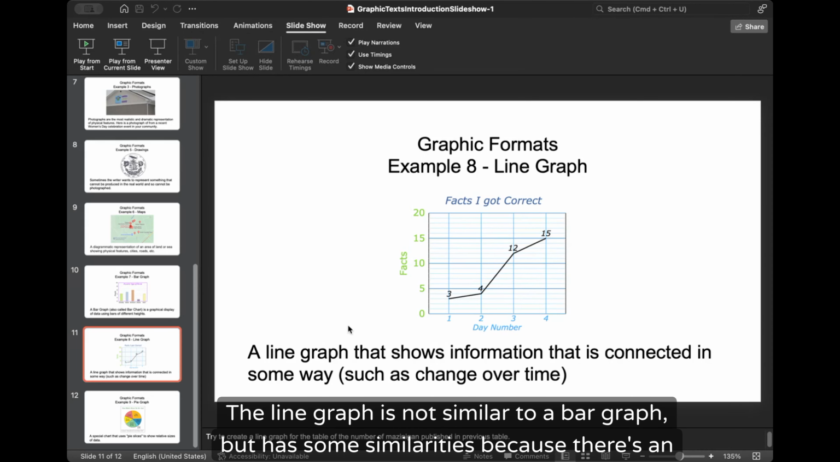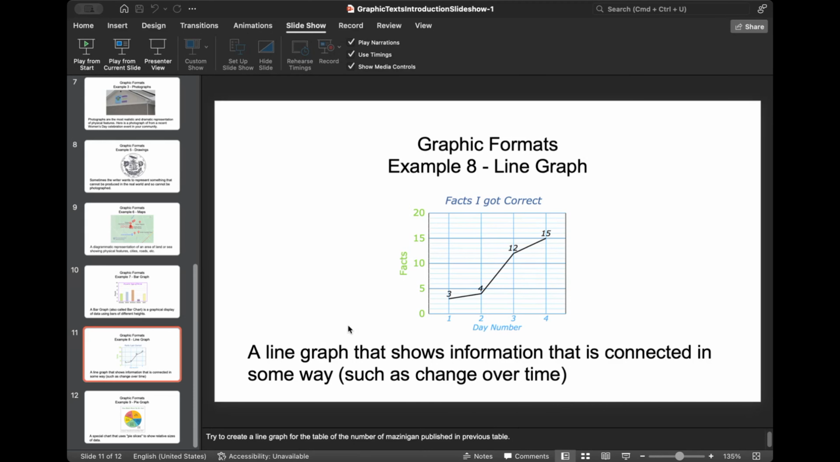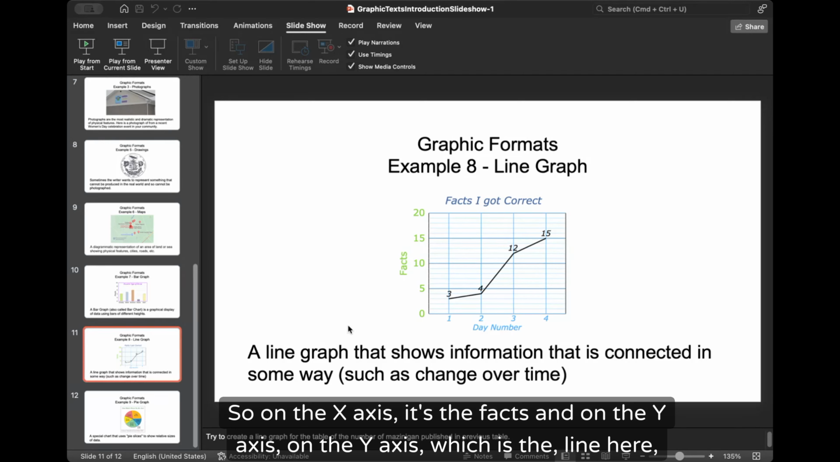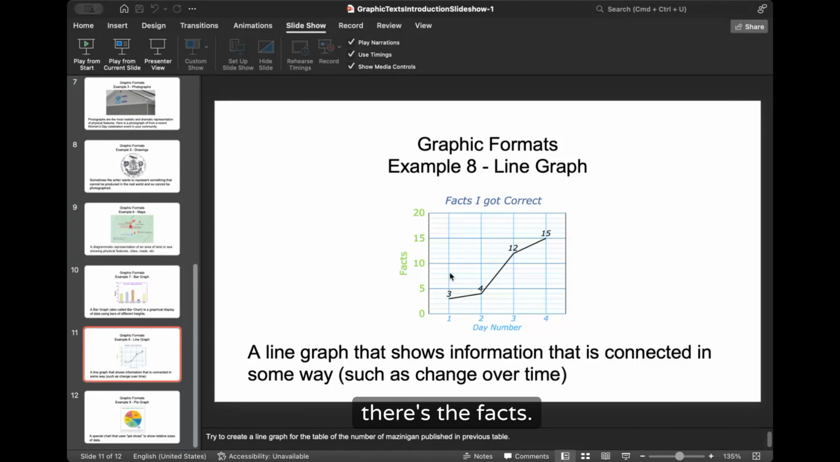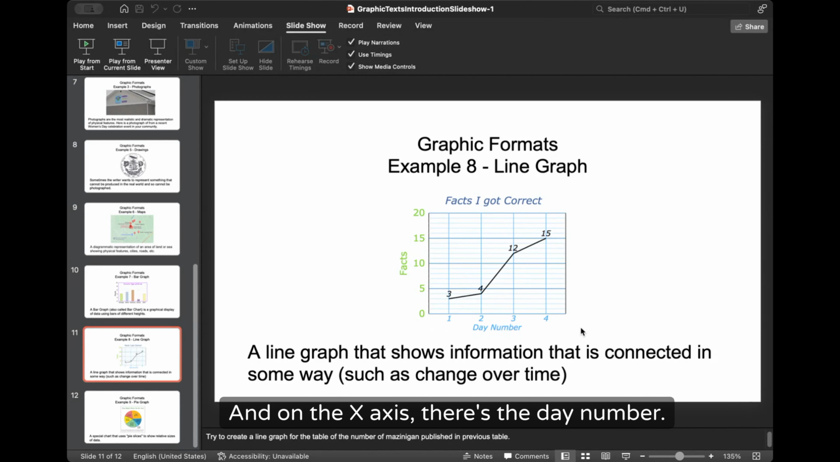A line graph is not similar to a bar graph, but has some similarities because there's an x and y axis. On the y axis, which is this line here, there are the facts. And on the x axis, there's the day number. So on day number 1, you got 3 facts right. On day number 4, you got 15 facts right, which means you've improved considerably.